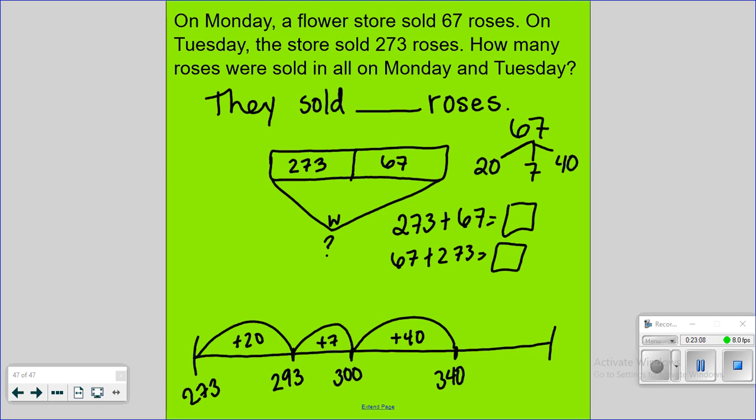What is my whole? Where's my whole? Emma, what's my whole? Is it just 340 all by itself? What else is it? Harper, you want to help her out? It's not just 340. It's all the numbers to get to 340. It's 340 numbers.